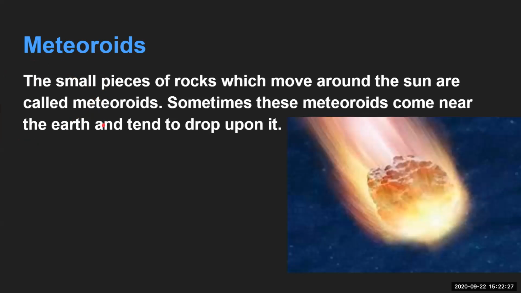Now second is meteor. Meteors are also the same as asteroids, but they are small rocks, and they don't stay in one place. They don't lie between Mars and Jupiter. They move around the sun. That's why these are different. And sometimes they drop on the earth and cause a big blast.